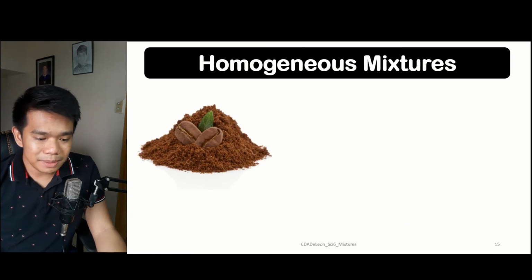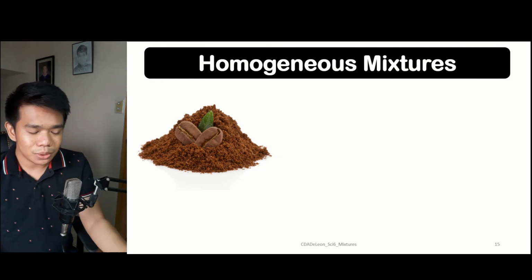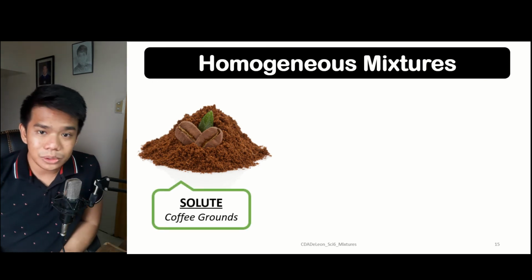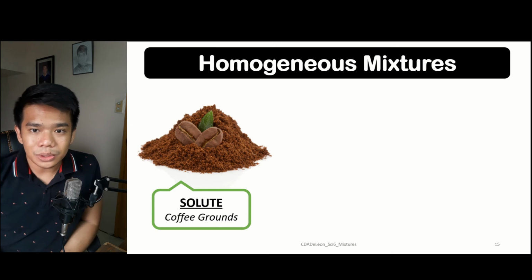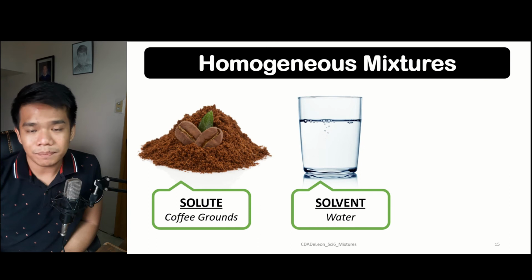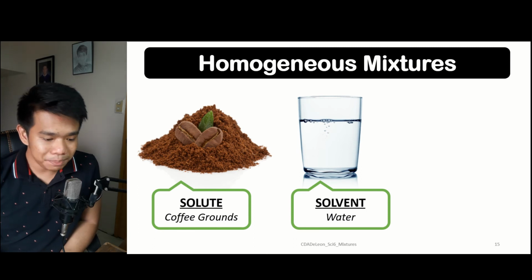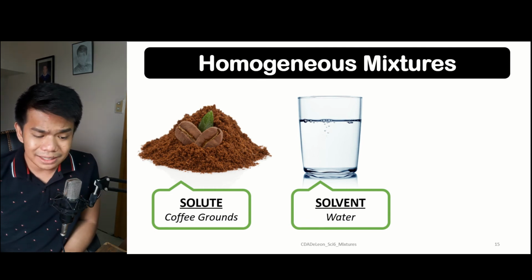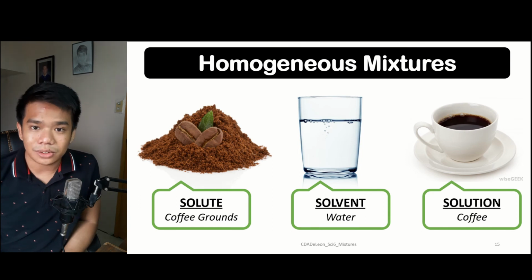As I mentioned, let's have coffee as an example. The coffee grounds are considered the solute. When we define solute, the solute is the substance that is being dissolved. Meanwhile, the solvent is the substance that dissolves the solute. In this case, we have the water. By the way, water is considered the universal solvent because most substances can be dissolved by water. So we have the coffee grounds as the solute and the water as the solvent. Combining these two together, we have the solution, which is the coffee itself.